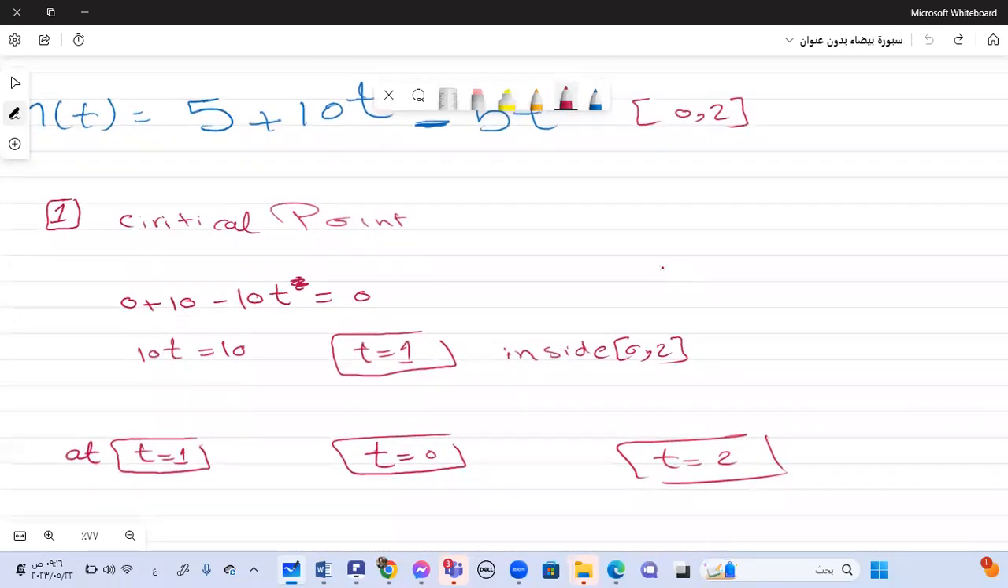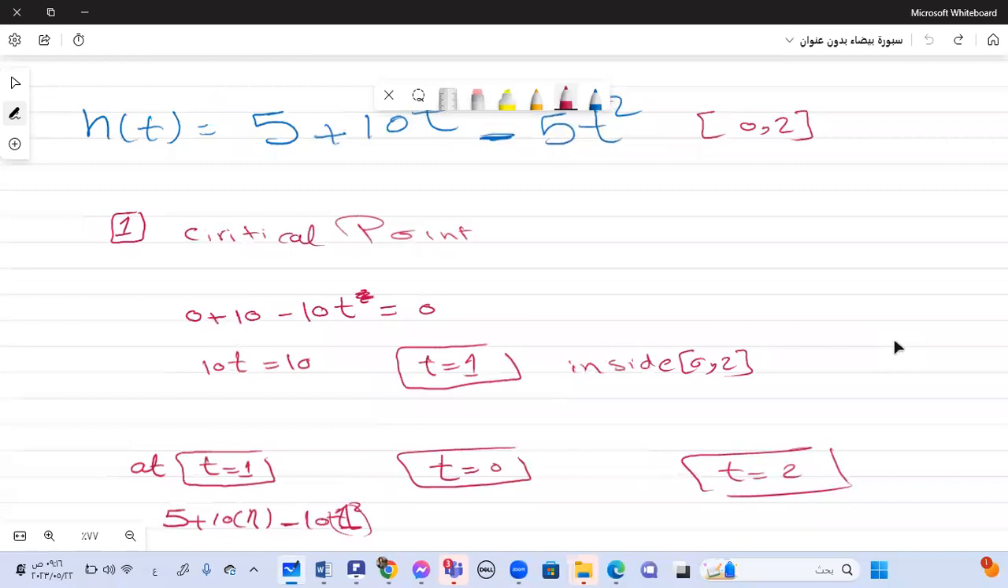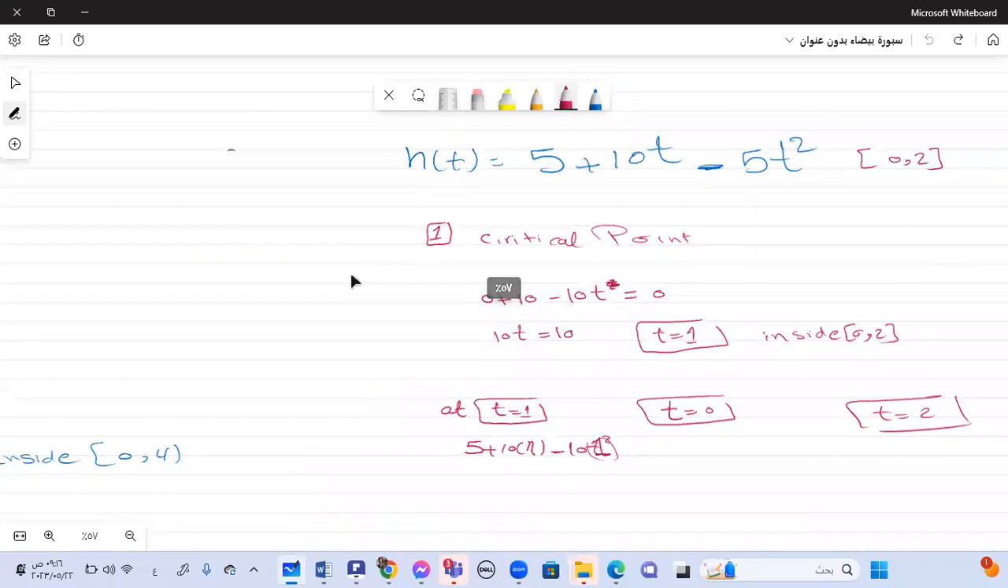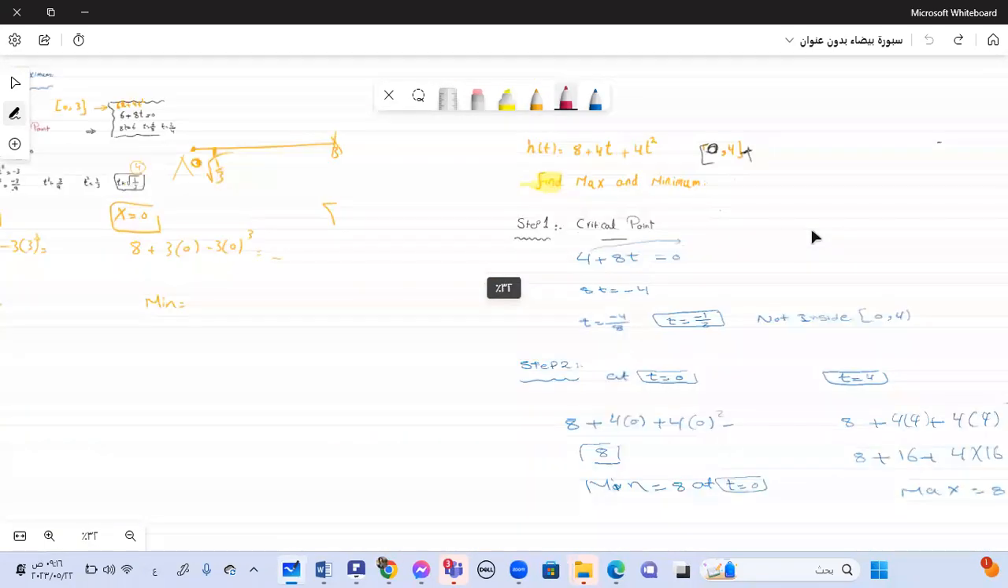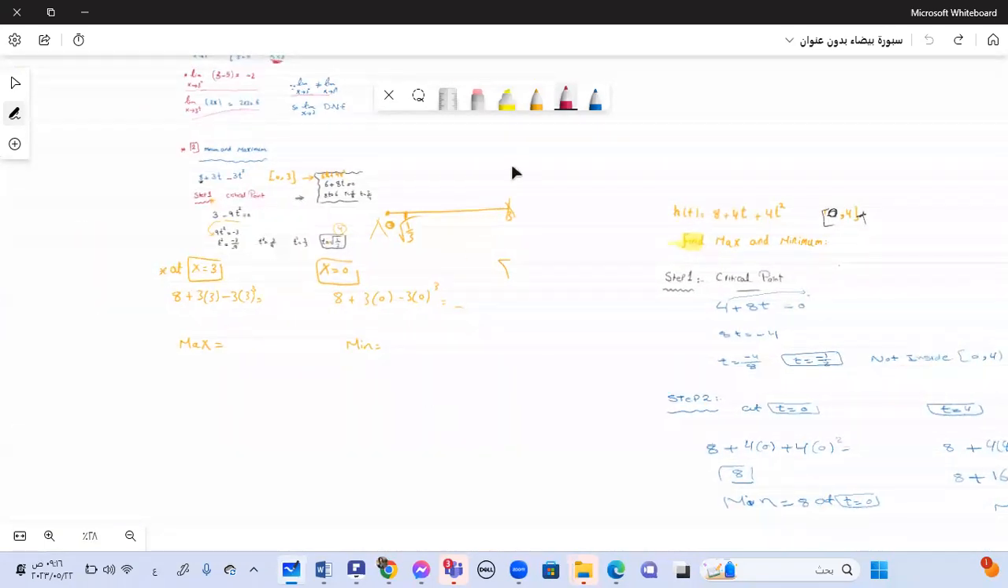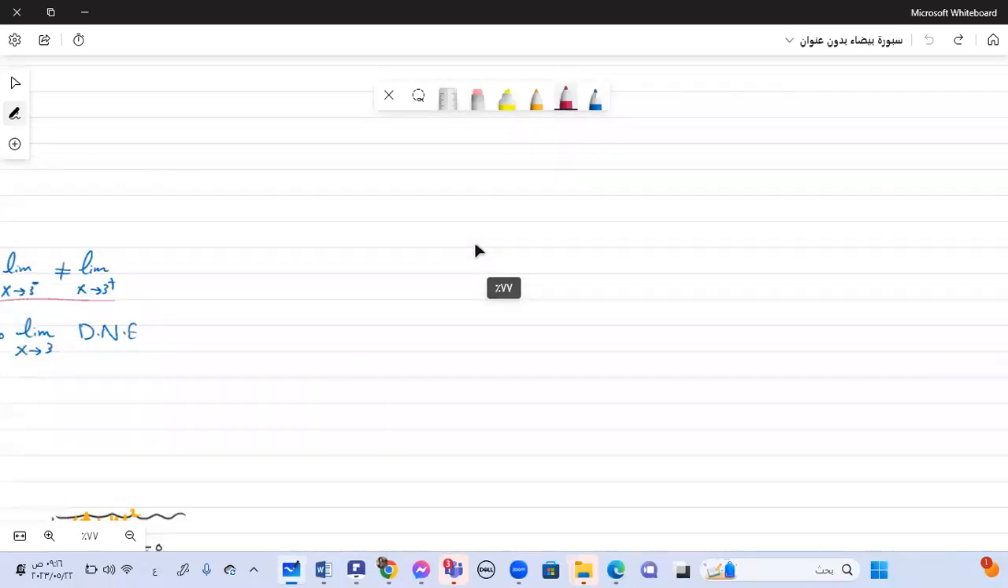In the original equation: 5 + 10 multiplied by 1 - 10t², which is 1 squared. Find the answer, and continue by substituting 0 and 2, and after that find the maximum and minimum. Is it clear now? Sure? Okay. If I give you another exercise, the important idea is about the limit.